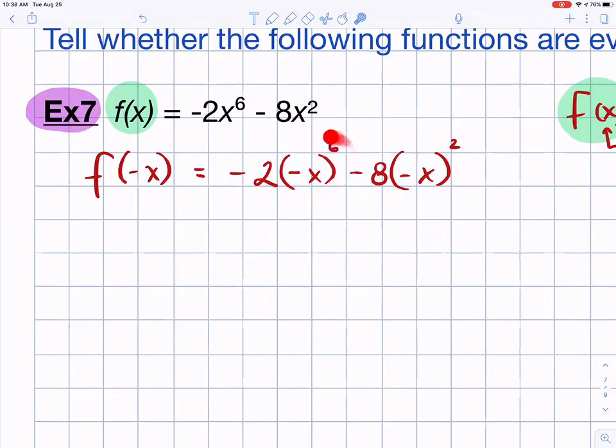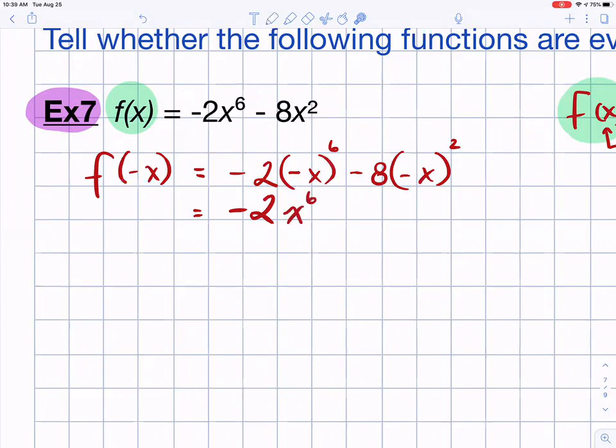Okay, so 6 of them come from here, right? There's 6 negatives here because what's directly in front of the 6th power? No, a parentheses. And everything inside the parentheses is getting slapped by that 6th power. So I've got 6 negatives here, and then I have another negative here, making a total of 7 negatives. What do 7 negatives make? A negative or a positive? A negative. How many 2s do I have? Just 1. How many x's do I have? 6, so that's x to the 6th.